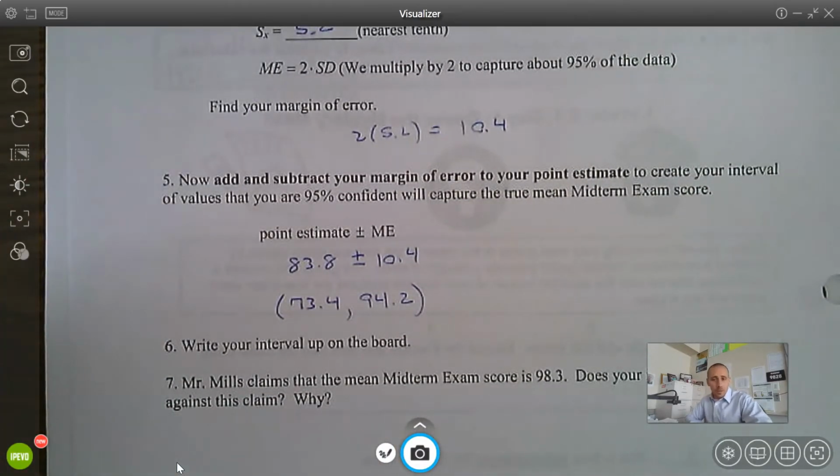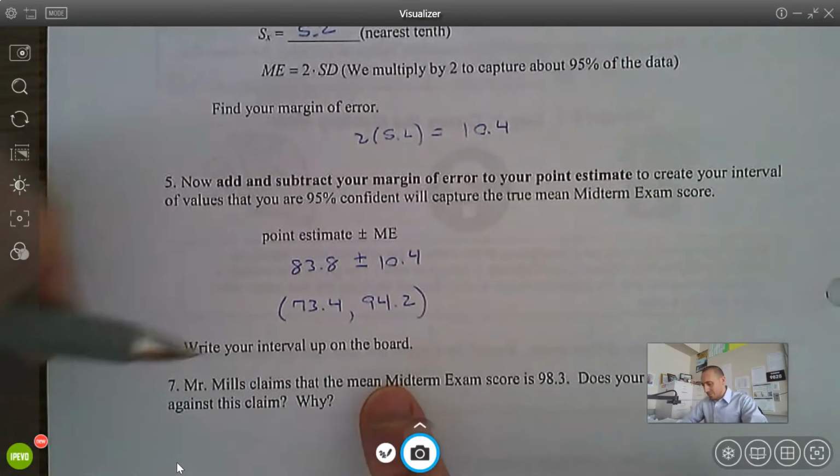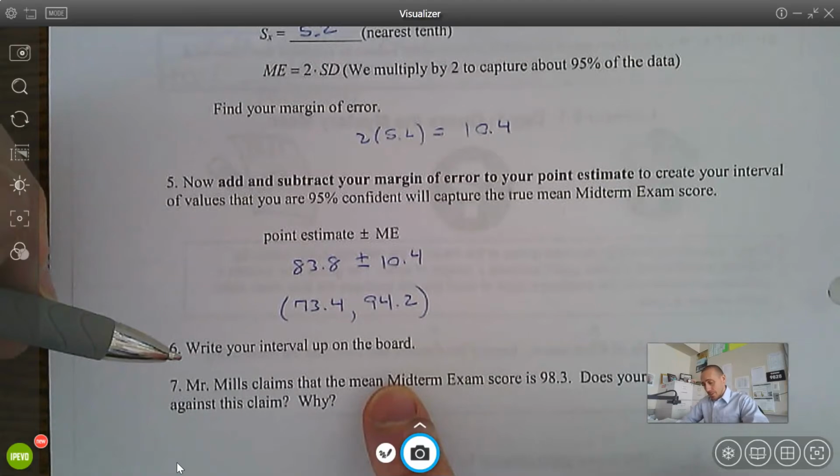Go ahead and write that on the board. Just kidding. I'm in a silly mood. So that's your confidence interval.